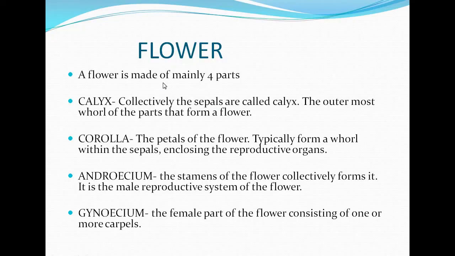Flower. A flower is made of mainly four parts, that is calyx. Collectively the sepals are called calyx, the outermost whorl of the parts that form the flower. Next, corolla. The petals of the flower typically form a whorl within the sepals, enclosing the reproductive organs. Androecium. The stamens of the flower collectively form it. It is the male reproductive system of the flower. And gynoecium, the female part of the flower consisting of one or more carpels.